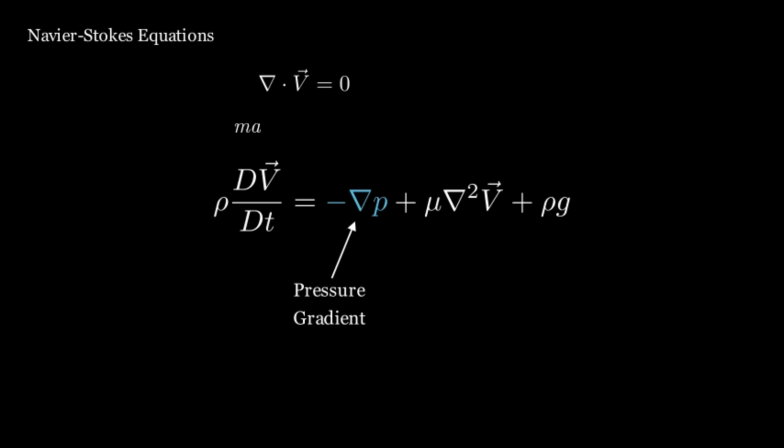The blue term is the pressure gradient. It dictates that fluid accelerates from regions of high pressure to regions of low pressure. For example, puncturing a pressurized balloon causes air to flow outward, strictly due to this pressure differential.